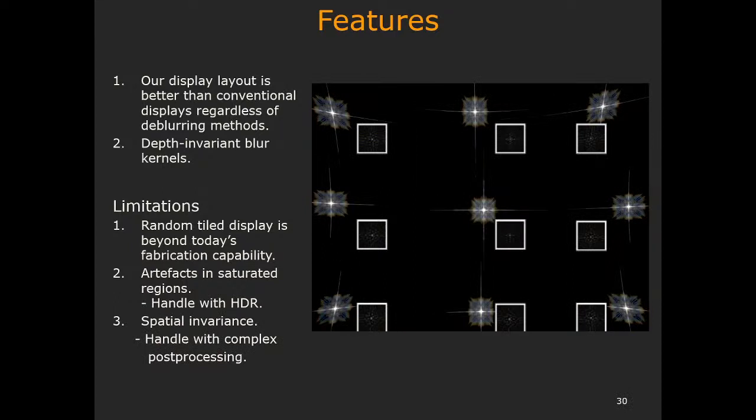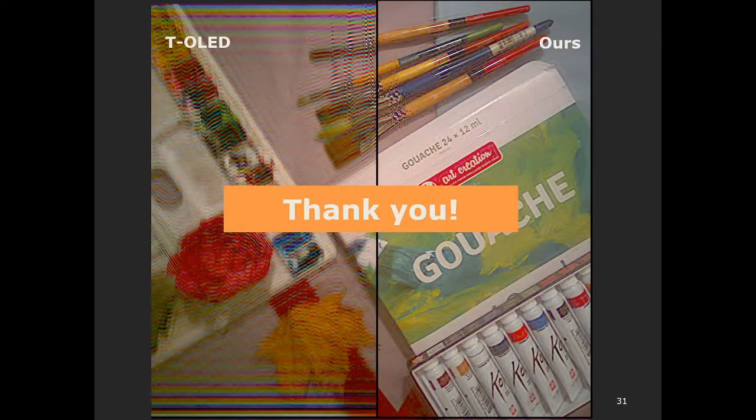Finally, in reality, the blur kernel is spatially varying. We capture blur kernels that appear on all edges and near corners. The insets show the residual blurs when deblurred with the center blur kernel. We contend that the spatially varying feature can be handled by more complex post-processing algorithms and wouldn't cause severe artifacts in the deblurring results. Thank you for listening.